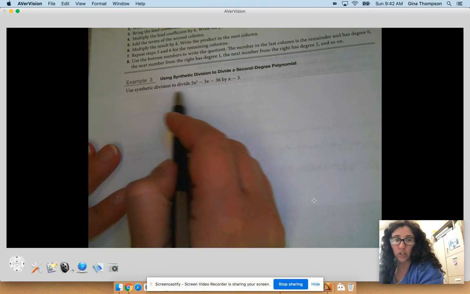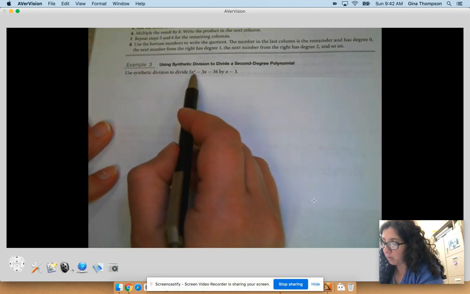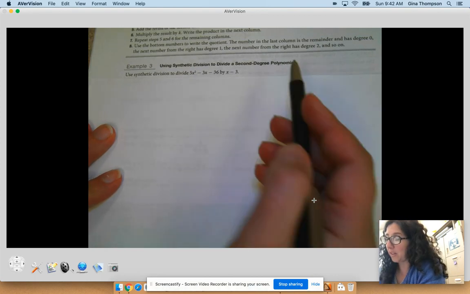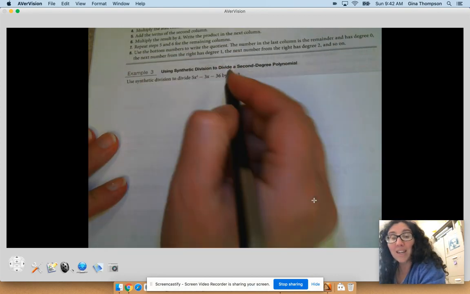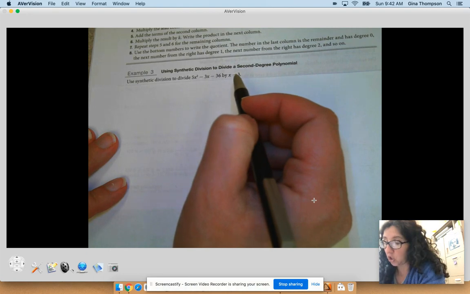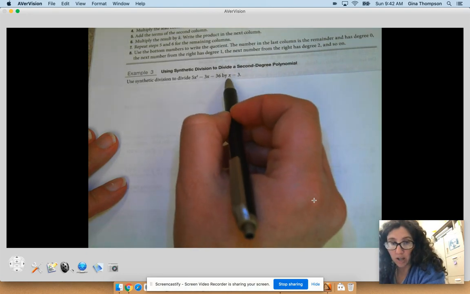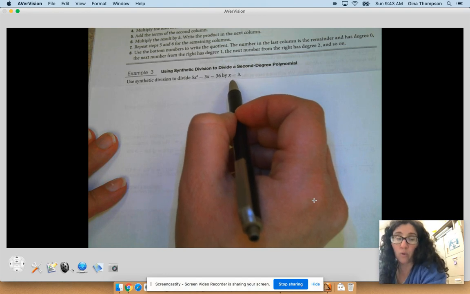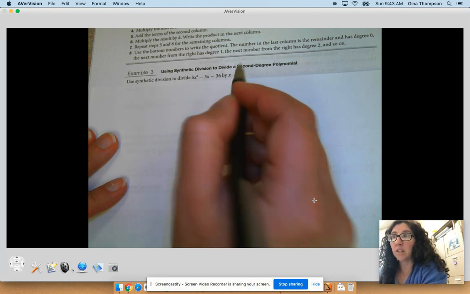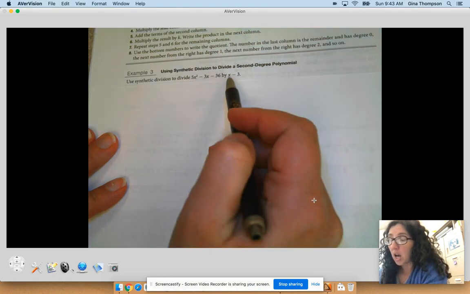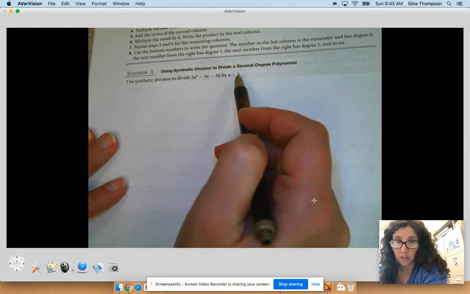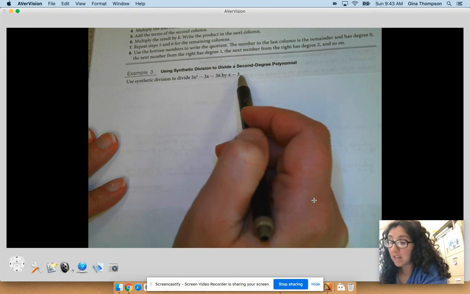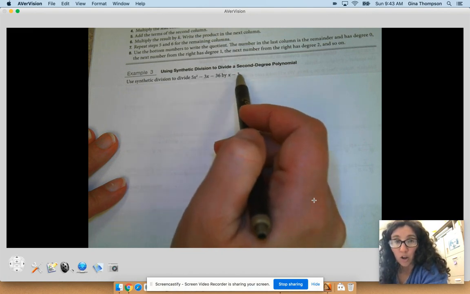Use synthetic division to divide 5x squared minus 3x minus 36 by x minus 3. So the only time you can use synthetic division is if the thing you're dividing by has this form, x minus 3, or x plus 5, or x minus 12, okay? It has to be a linear term like that. It has to be x minus or plus some number. If that is the thing you're dividing by, you can use synthetic division.